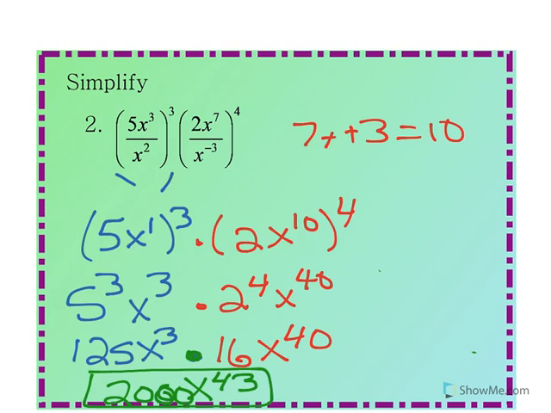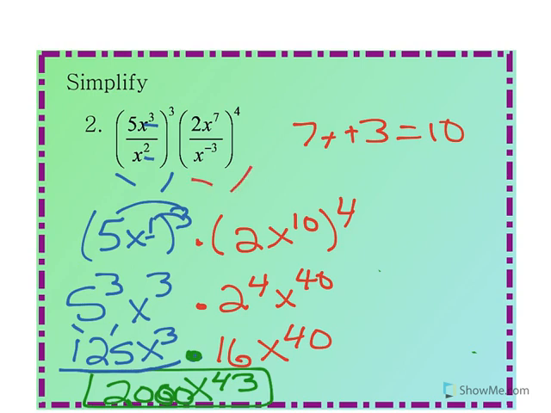So how did you do? Were you able to come up with 2,000 x to the 43rd? If not, take a moment and look. In blue, I simplified. There was nothing to reduce the 5 with, but x to the 3rd over x to the 2nd is x to the 1st. Now I distributed and got 5 to the 3rd times x to the 3rd. 5 to the 3rd is 125, and that leaves us at 125x to the 3rd.